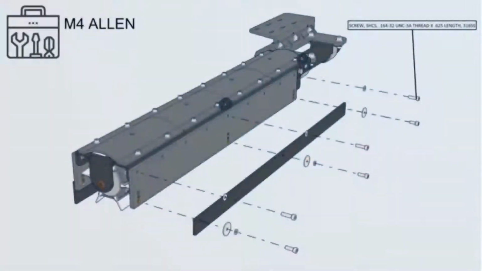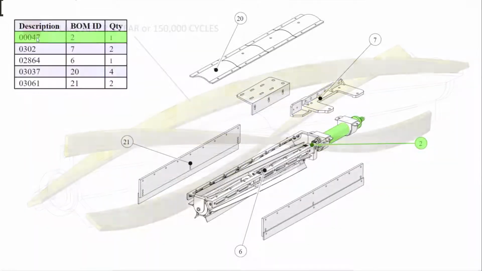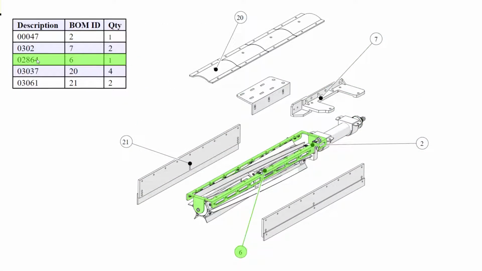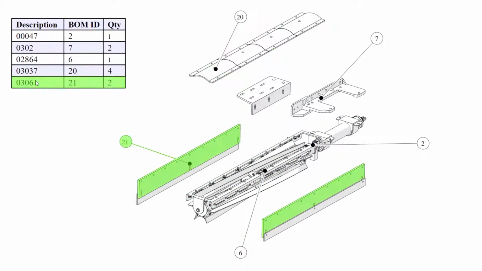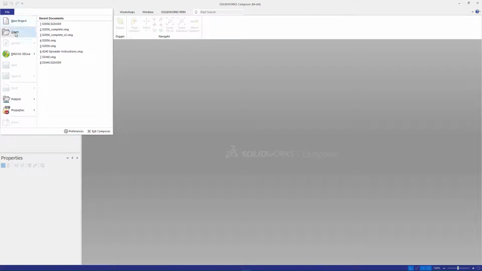Whether you're documenting assembly procedures, product installation guides, user-facing safety and maintenance manuals, or part replacement catalogs, technical publications play a critical role in any product launch. And with SOLIDWORKS Composer 2021, creating this content has never been easier.